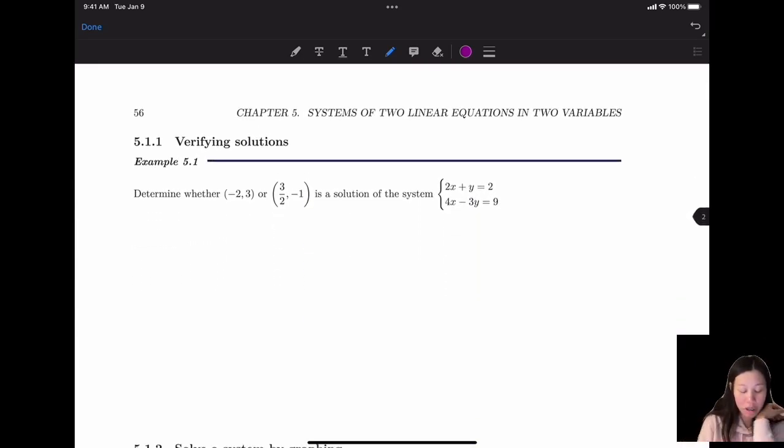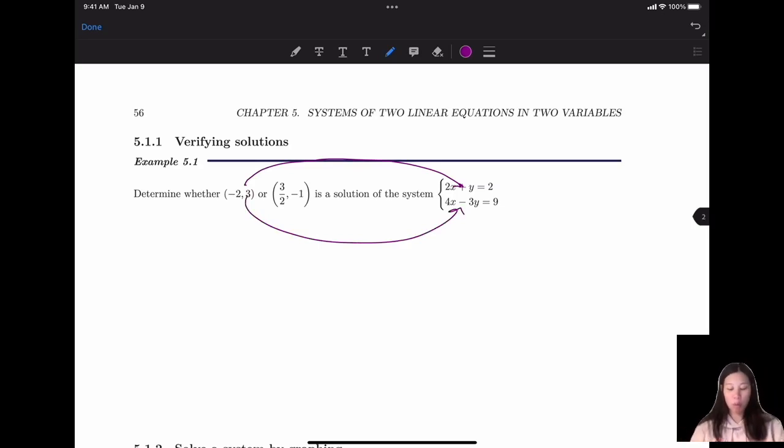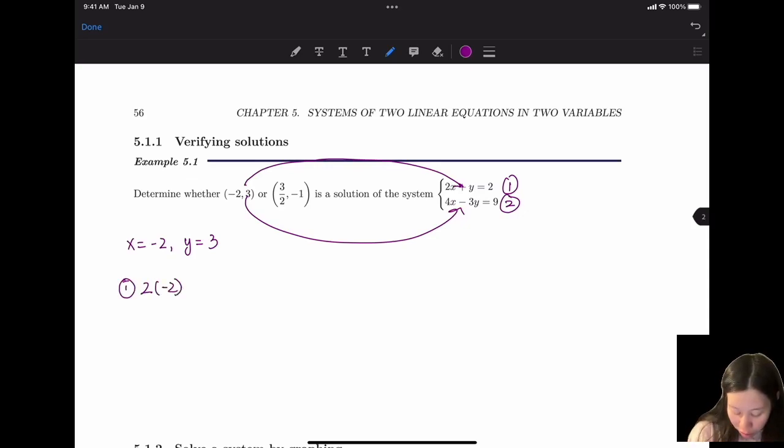Okay, now take a look. Determine whether (-2, 3) or (3, -1) is the solution of the system. Remember, if it's the solution, that means the point has to be on both lines. So let's check the first one. We plug x equals -2, y equals 3 into the equations and see if the equations are still valid. I'm going to label the first equation and second equation. The first equation is 2 times -2 plus 3, is this equal to 2?